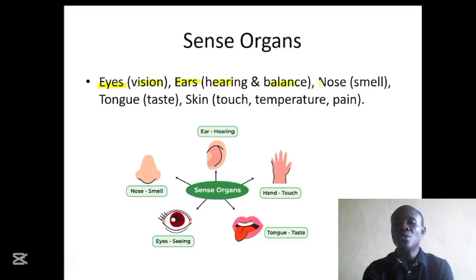We have the nose that is there for smelling. We have the tongue that is responsible for taste. We have the skin that is responsible for touch, temperature, and pain. These are the five main sense organs in humans and what they sense.